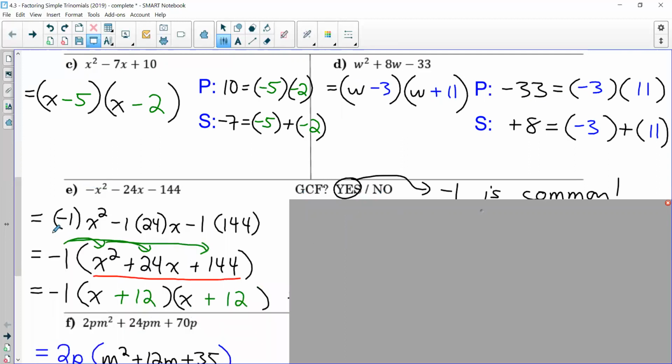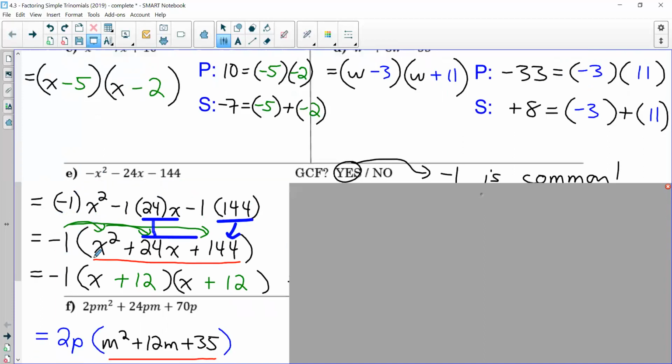So with this one here, if we rewrite it with a negative 1 in common with the factoring process, negative 1 times x squared will give us negative x squared. A negative 1 times a positive 24 will give you negative 24x. And to write this one as a negative 1 times 144. So negative 1 appears in each one of these three terms. So it becomes a greatest common factor, leaving the remaining portions, x squared, 24x, and 144 as an unfactored portion.